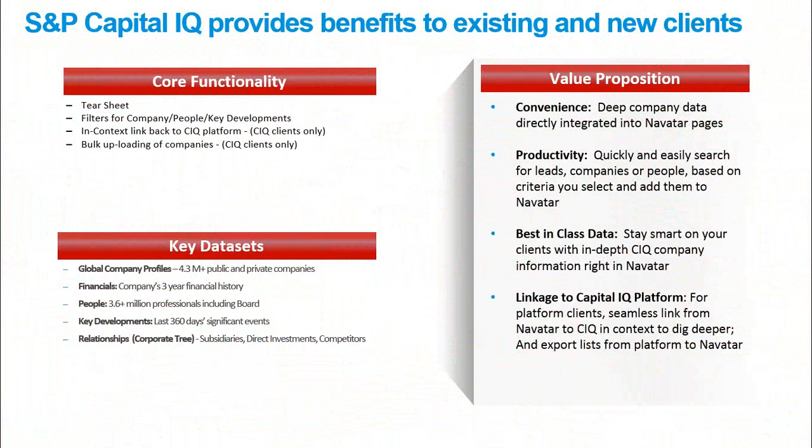From a functionality perspective, we developed a few things. We developed a screener that enables you to search or filter on companies, people, and key developments based on criteria you set. And then there's an enrich feature which allows you to selectively add data into your accounts and people as contacts. We also provide a link to a PDF tear sheet on each company. And for users who also take advantage of the Capital IQ proprietary platform, we provide a single sign-on link back to the platform, as well as the ability to mass upload lists into Navatar, leveraging the company IDs. Overall, the app is designed to help users quickly and easily access the robust Capital IQ data right within Navatar.